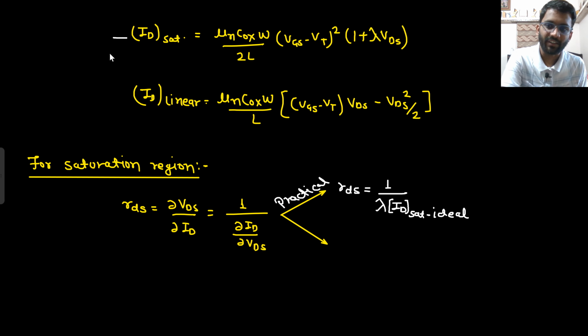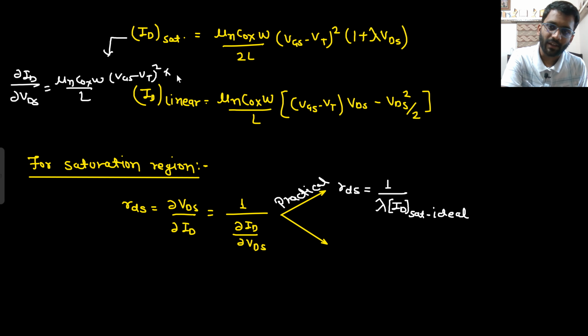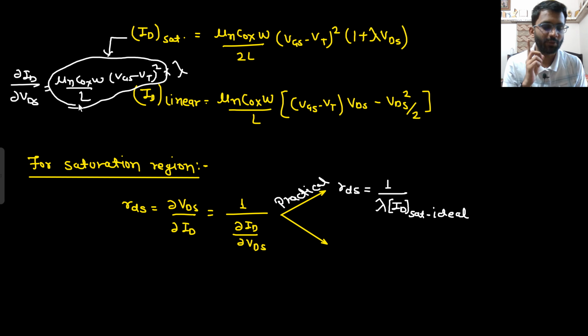If you just differentiate it, what will happen? If you differentiate del ID by del VDS, what you will get is mu n Cox W by L (VGS minus VT) square into lambda. That's it. Now what is this? ID saturation in ideal case. So that will be lambda into ID saturation in ideal case.